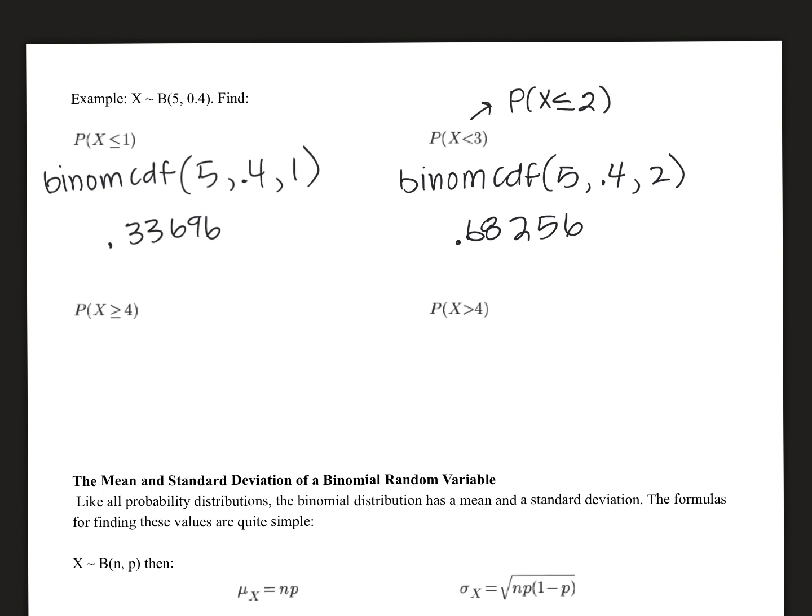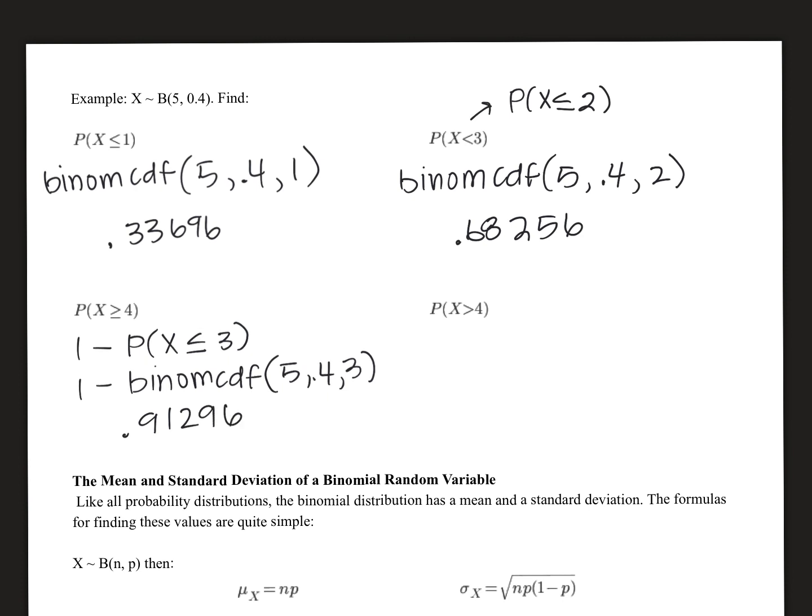Okay. If we want to be greater than or equal to 4, we do 1 minus the probability that we're less than or equal to 3. So 1 minus binomial CDF, then it's going to be 5, 0.4, 3, which is 0.91296. And then the probability x is greater than 4 basically just means the probability that x equals 5, because we only have 5 trials. We can also look at it as 1 minus the probability x is less than or equal to 4. Because we're looking at strictly greater than 4, we would do less than or equal to 4.